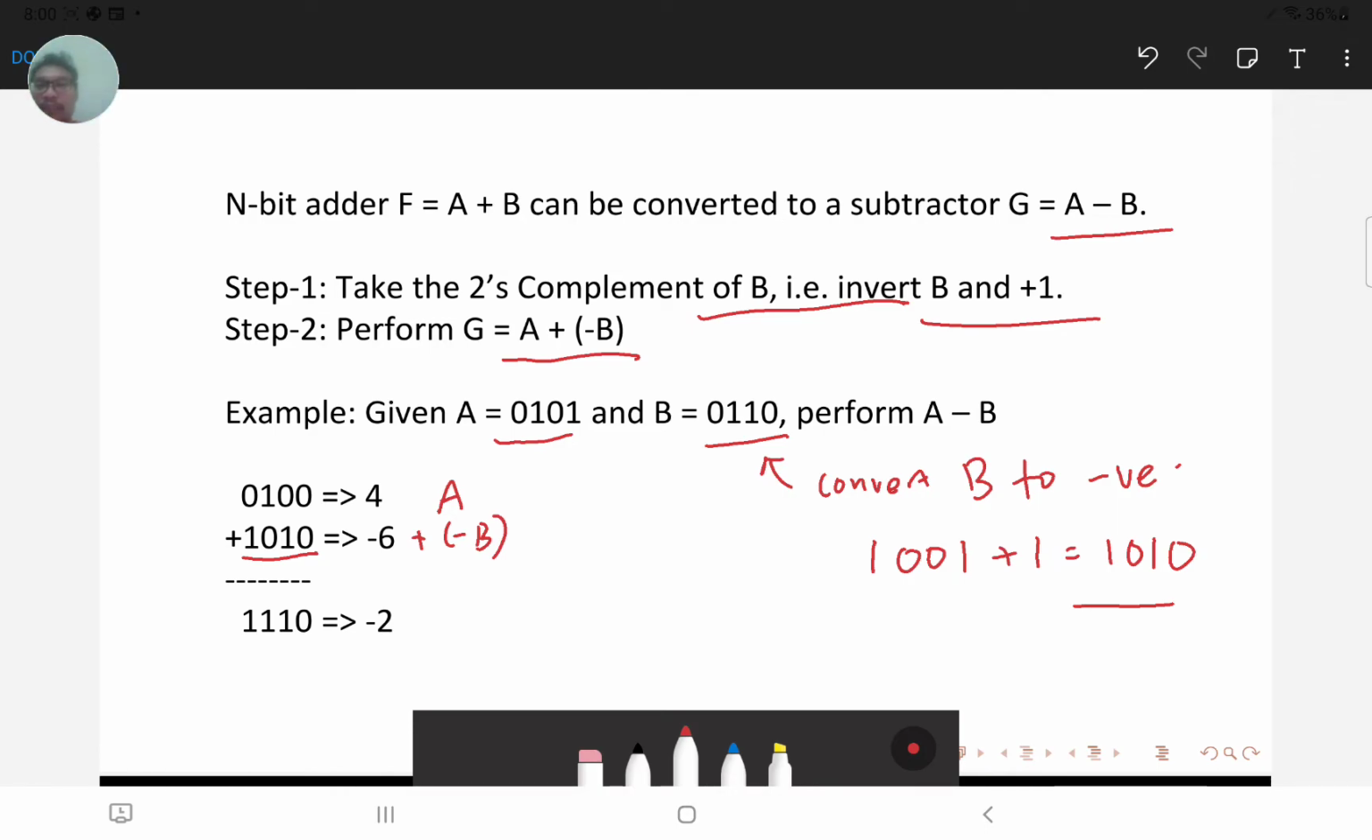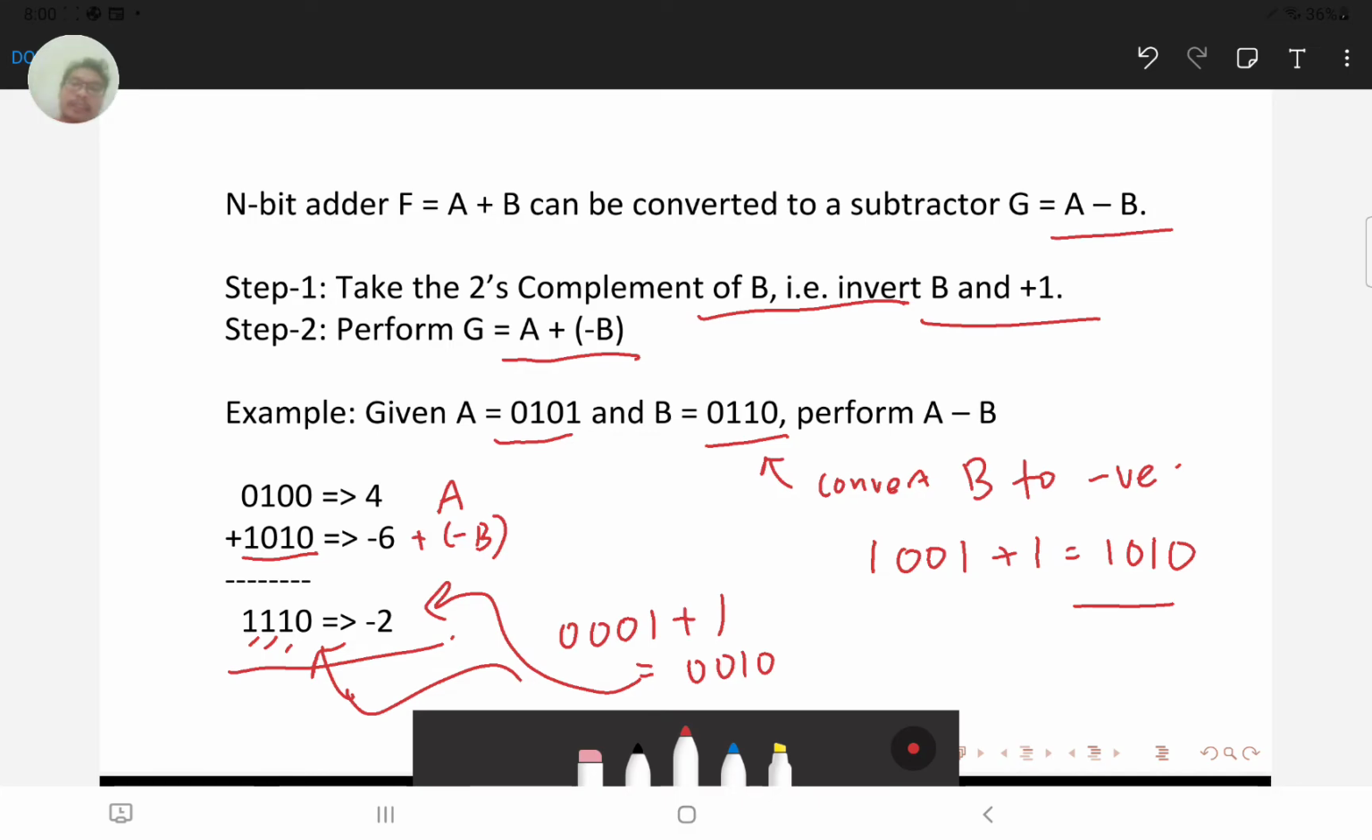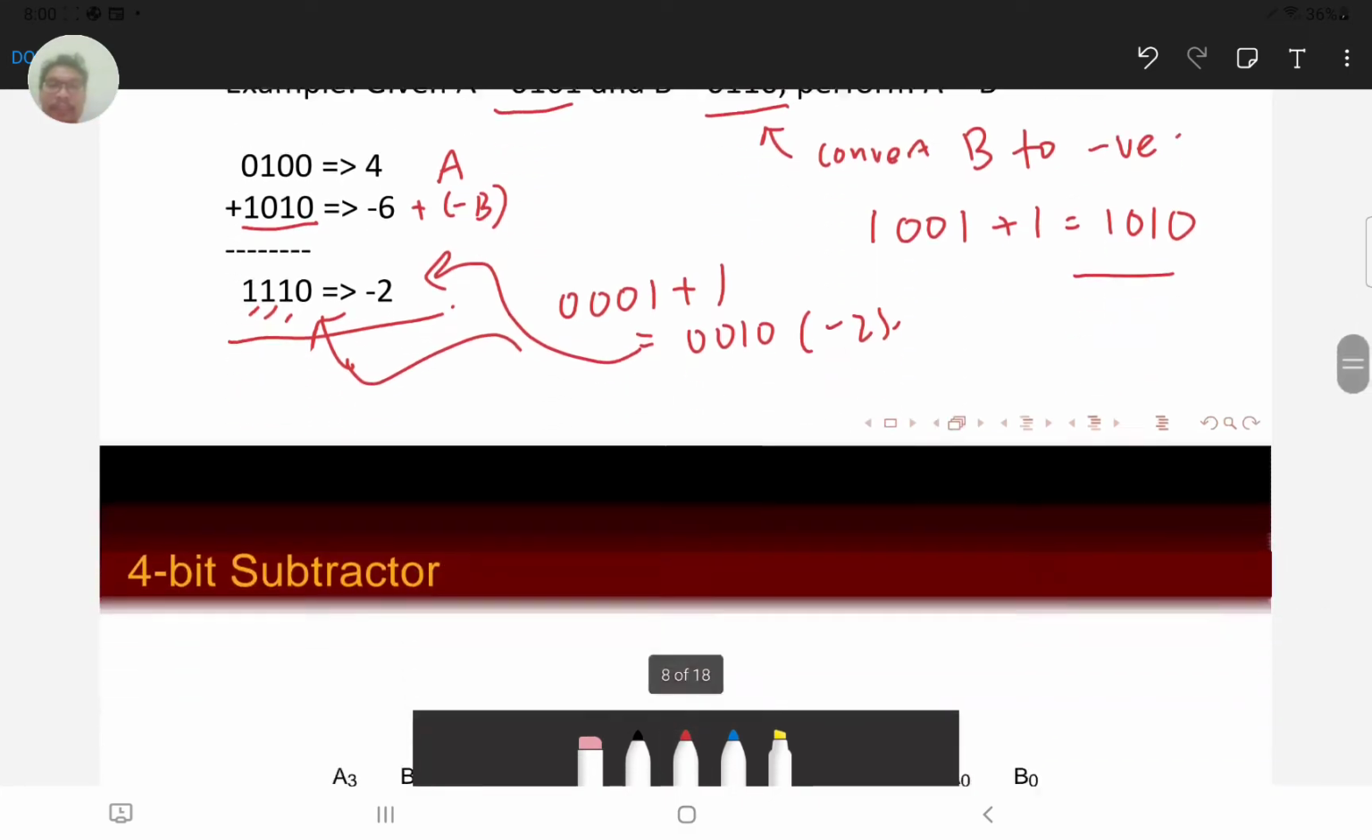So then we can see that if we do this, 0 plus 0 is 0, 0 plus 1 is 1, 1 plus 0 is 1, 0 plus 1 is 1, and we see that this particular binary is actually minus 2. So how to prove that? We can do it like this, plus 1. Okay, so therefore here is actually negative 2. Okay, negative 2. So let's analyze this.